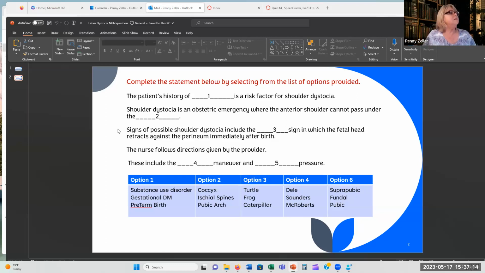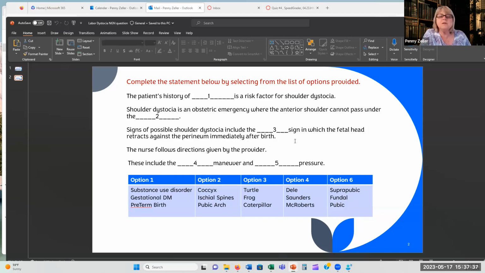So signs of possible shoulder dystocia include the blank sign, in which the fetal head retracts against the perineum. It pops out, pops in, pops out, pops in. It's called the turtle sign. Yeah, the turtle sign. Good.